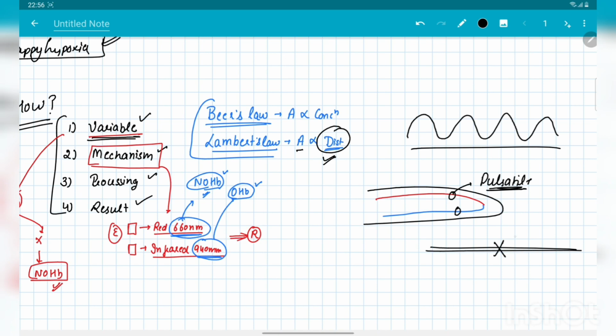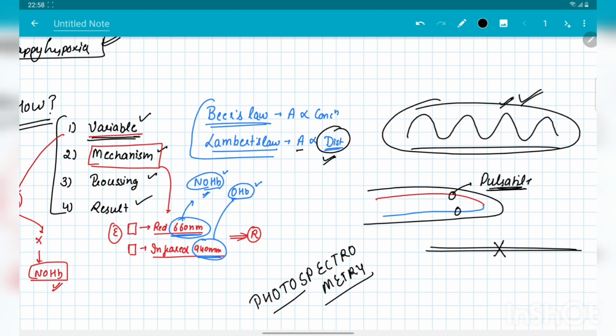So this basically discards this waveform and it amplifies this pulsatile kind of waveform, and by this waveform we get the actual result. So this is the main mechanism of the working of this pulse oximeter, and this mechanism is called photospectrometry.